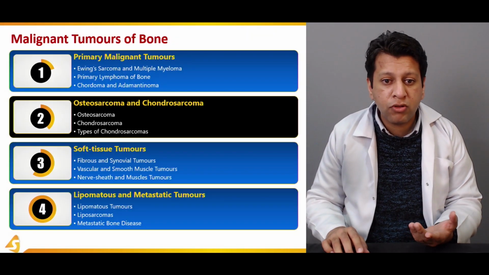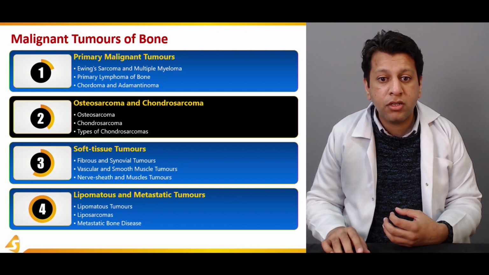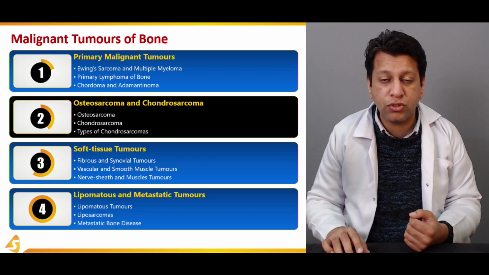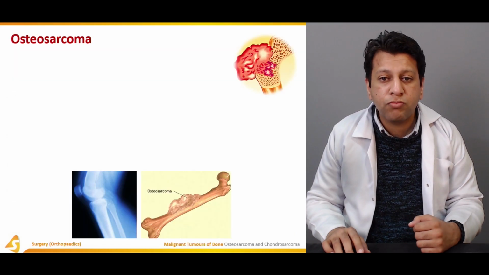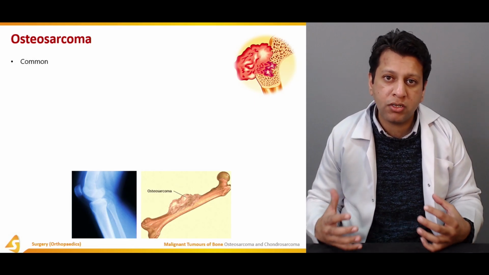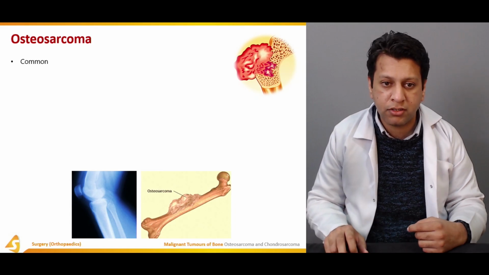In this section, we are going through osteosarcoma, how to diagnose it, how to treat it, and then the differentials of different types of osteosarcomas and types of chondrosarcomas as well. So osteosarcoma, as the word says, is a sarcoma, a malignant tumor of the osteoid variety. That is, it contains osteoid matrix.